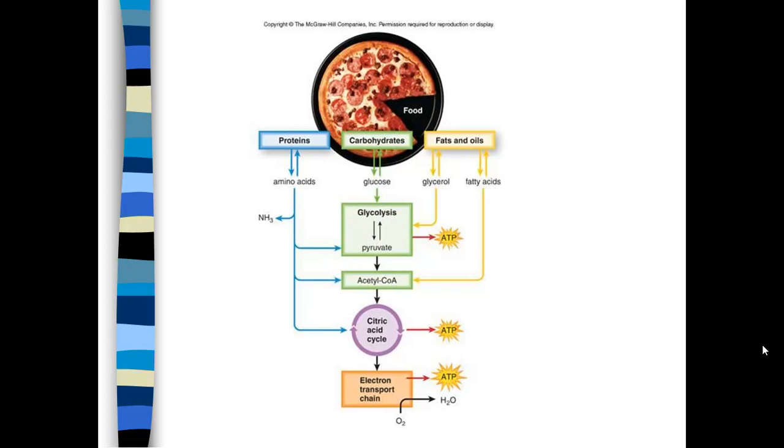So proteins, like I said before, are converted to amino acids. They're deaminated, so you get rid of the amino group, and they can enter into glycolysis as pyruvate. They can enter as acetyl-CoA, or they can enter directly into the citric acid or the Krebs cycle. Fats can be converted to glycerol or fatty acids. Glycerol then can be metabolized into dihydroxyacetone, which goes into glycolysis. Fatty acids can be converted directly to acetyl-CoA.